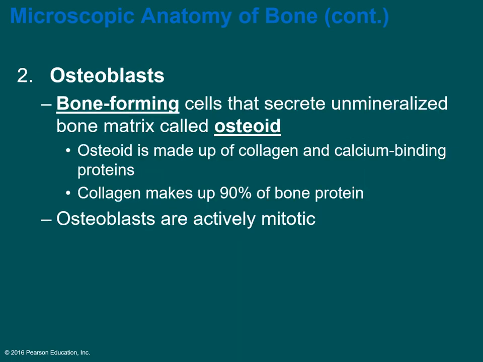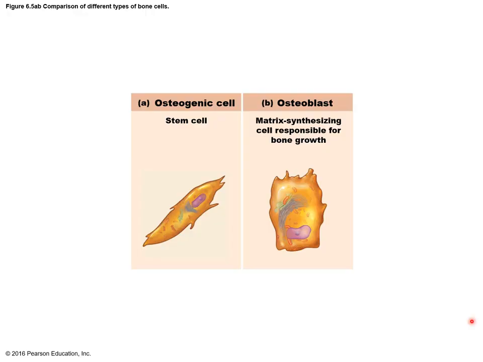So what are the osteoblasts? Think bone forming. These are the cells that are going to be secreting, making the bone matrix. Now, before it mineralizes, this bone matrix is called the osteoid. It's made up of collagen, and calcium binding proteins. Initially these osteoblasts are very active mitotically. So here's your osteogenic cell, the stem cell, and it differentiates into the osteoblast. Think bone forming.